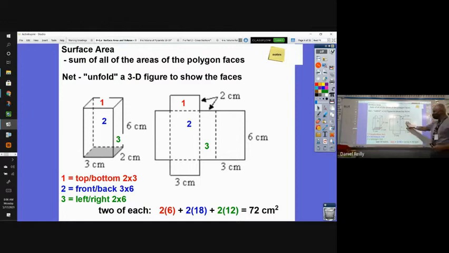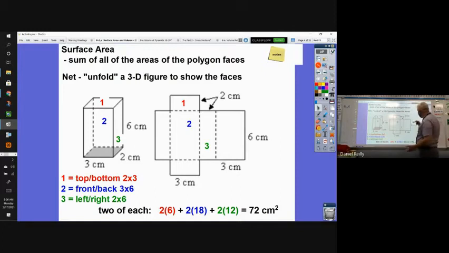The total surface area, the total area of this bunch of rectangles, which is the outside of this three-dimensional shape, is 72 square centimeters. Surface area, square units. Right? The units for area are square units. It's how many squares it takes to cover up the shape.